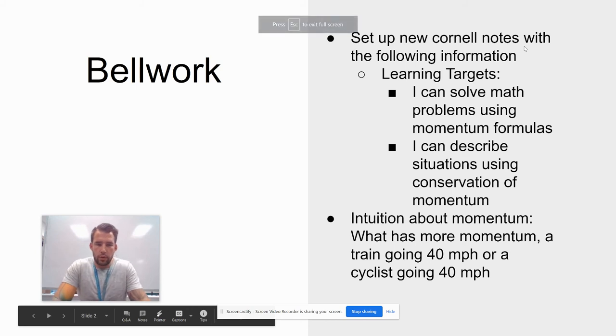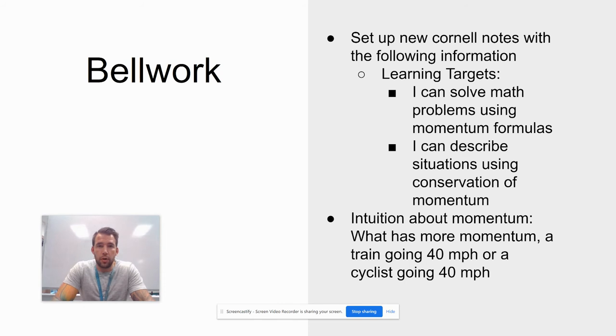Okay, guys, today we are talking about momentum and the conservation of momentum. So go ahead and pause it for a second, get your Cornell notes set up, get these learning targets in, and then I want you to think about what has more momentum, a train going 40 miles per hour or a cyclist, someone on a bike going 40 miles per hour. So go ahead and pause, get that done.